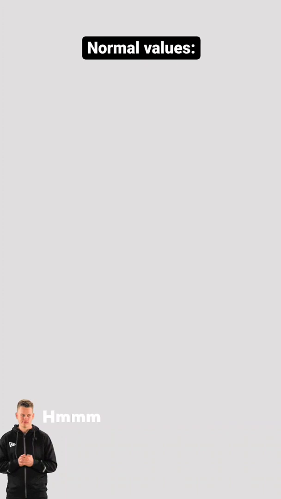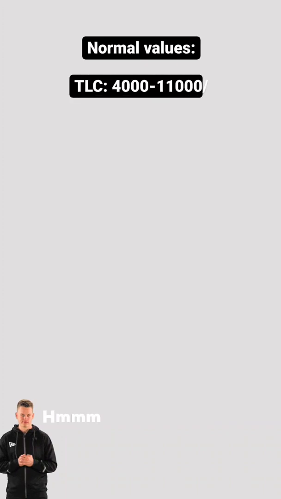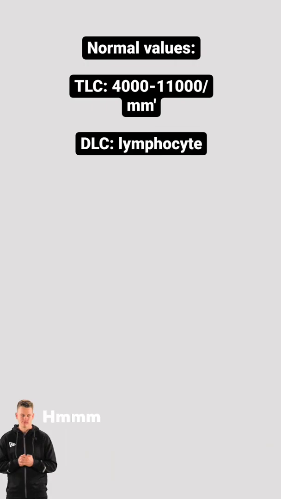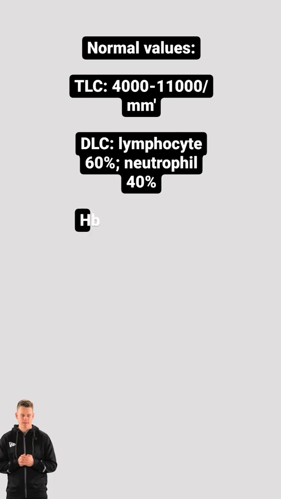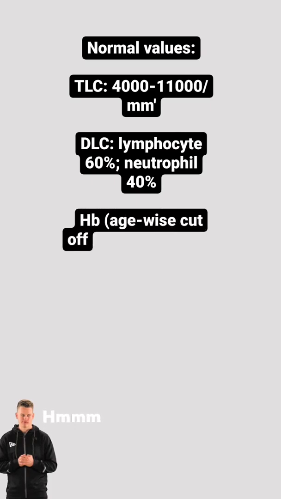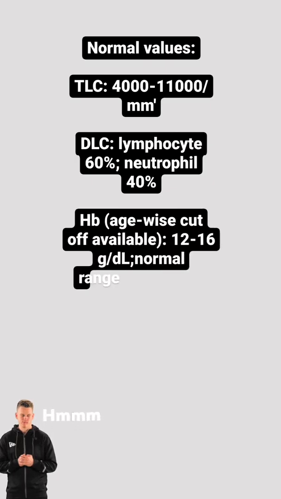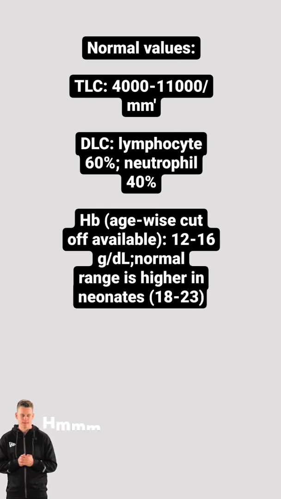Normal values: TLC is 4,000 to 11,000. Then differential leukocytic count, that is lymphocytes, is up to 60%, and neutrophils up to 40%. More than that is suggestive of infection. Hemoglobin has age-wise cutoffs available. Normally it should be within 12 to 16. The normal range is higher in neonates; in neonates, we'll find hemoglobin 18 to 23.